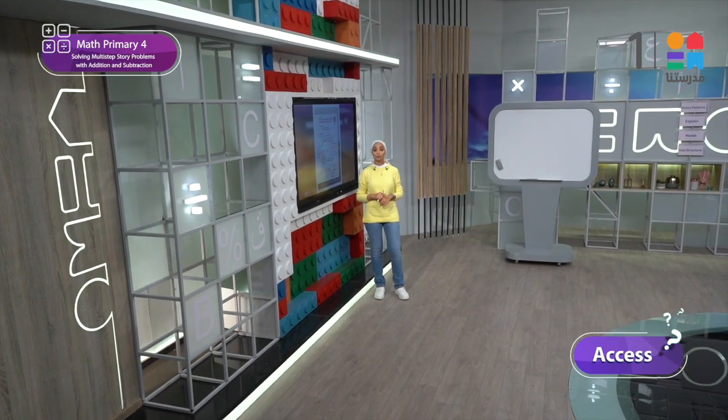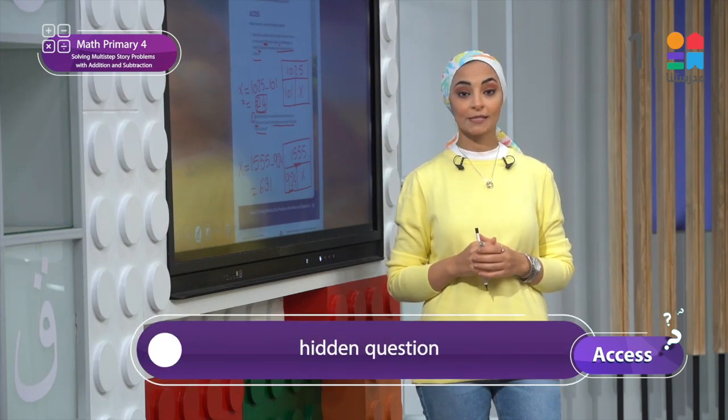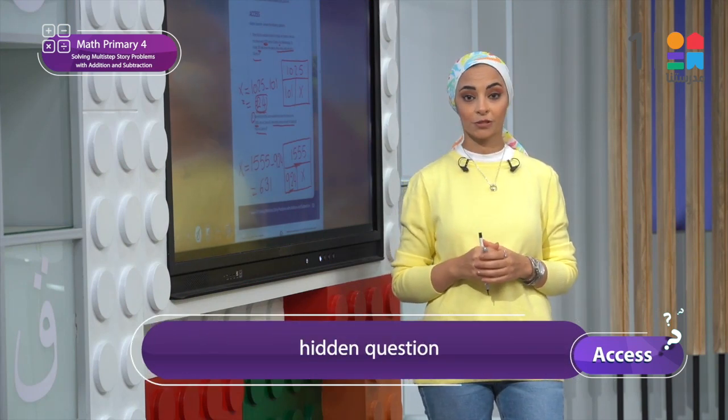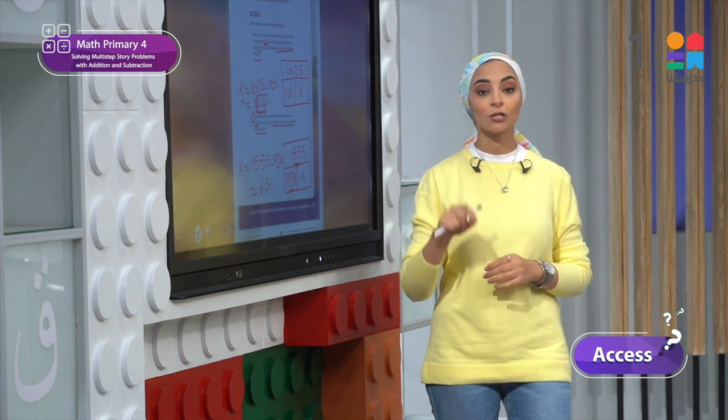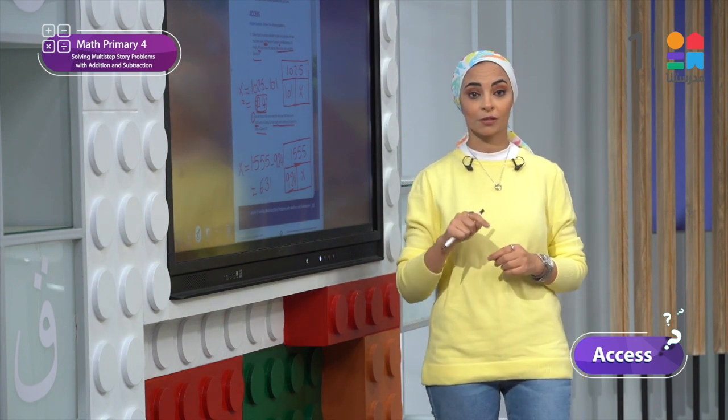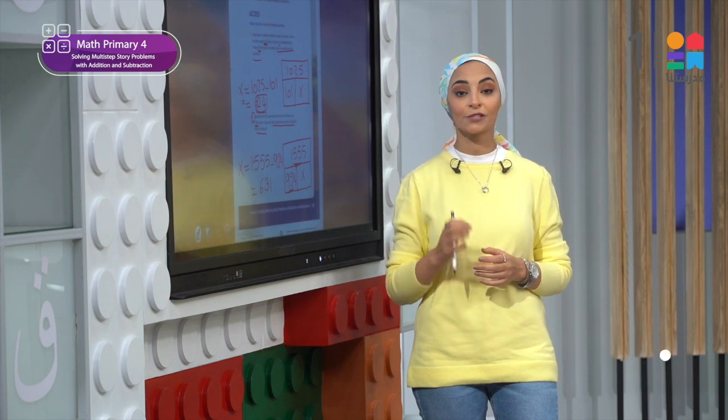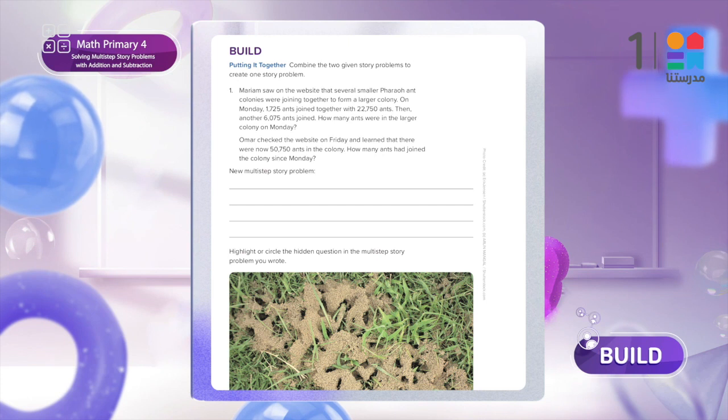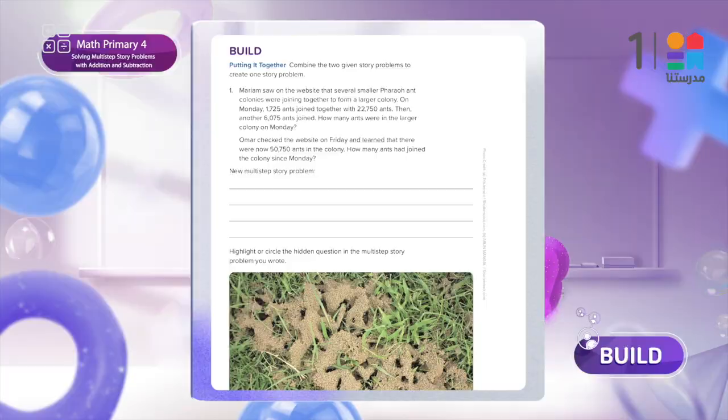We call the first question the hidden question. Most multi-step story problems have a hidden question, so the problem cannot be solved without answering this question. That's why we need to identify it first. Let's apply what we have learned in the problems on page 94. Here's page 94. As you see, we have two problems to combine into one story problem and determine the hidden question to have a multi-step story problem.